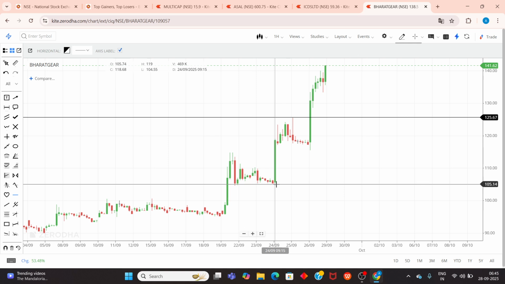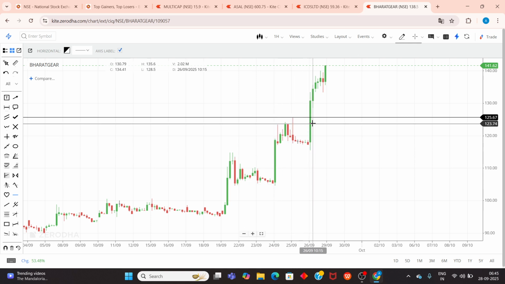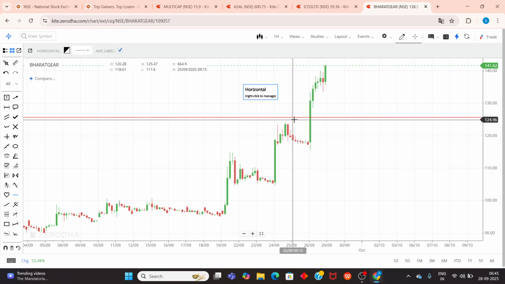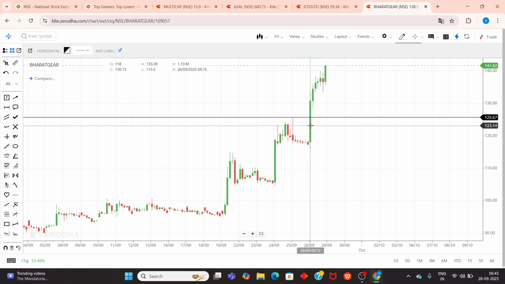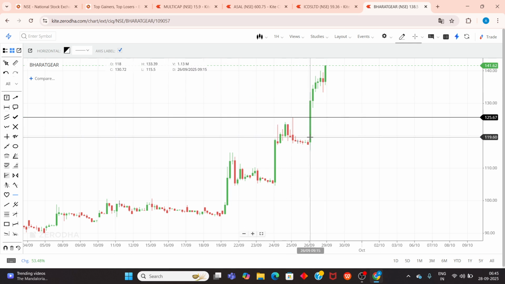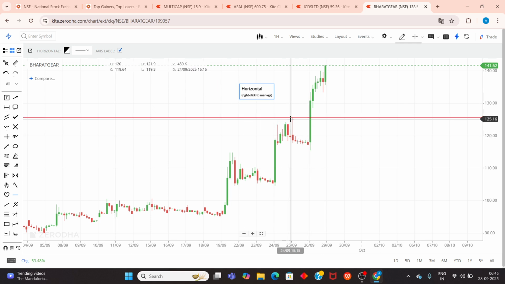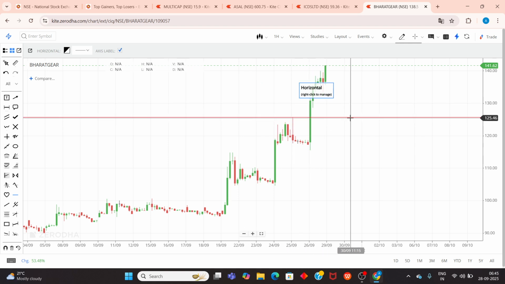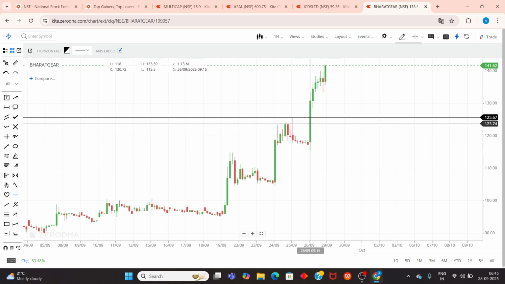So what we are told is, once it forms the higher high, the candle should close above the previous high. You can see the closing price on the right-hand side here, the closing price is close to 130.72. That means it's above the 125. Correct, the first criteria is met. This is the signal candle.